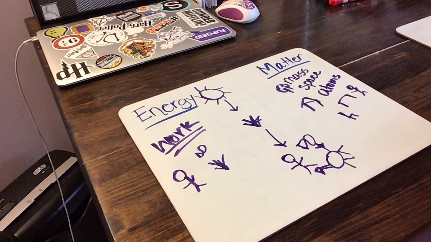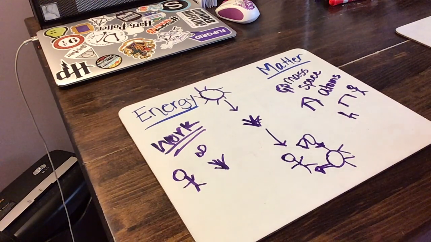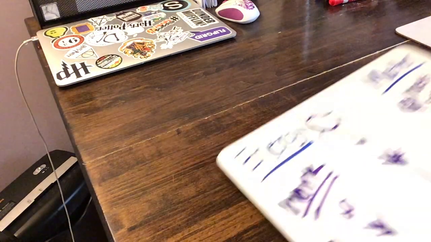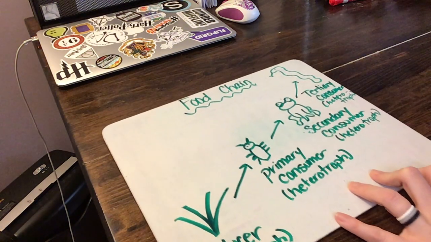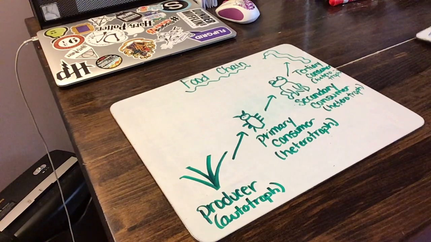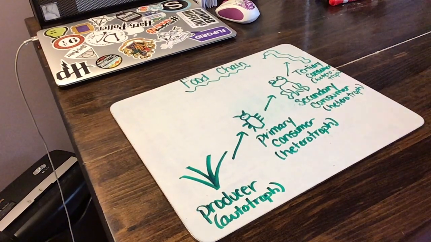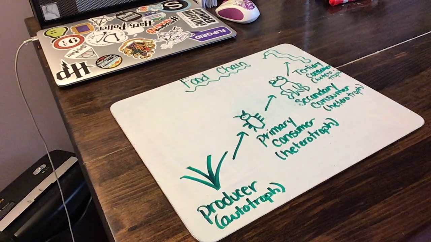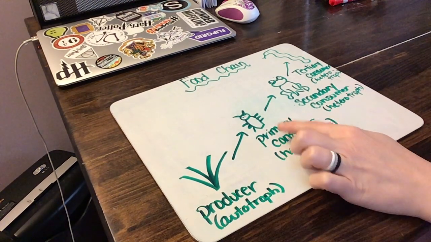But all these consumers are going to get their energy from the plants. Now, maybe not directly from the plants, depending on if they're an herbivore, omnivore, or carnivore, but they will get it from the plants, okay? We call that process a food chain, okay?